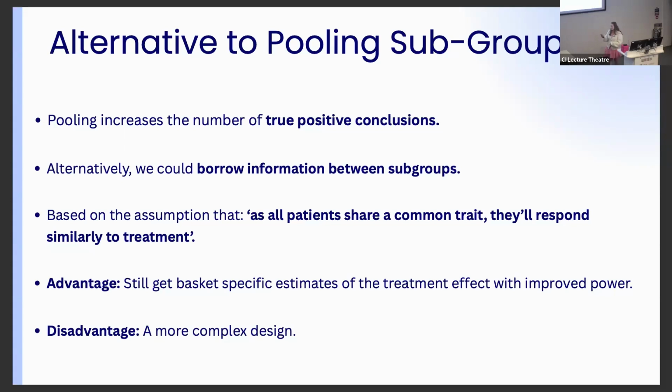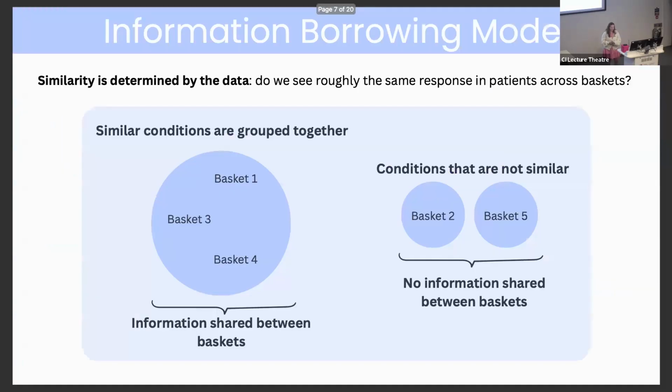So the advantage of this is that we still get the basket-specific estimates, but we can also improve the power. But this is a more complex design, so it's more difficult to communicate to people and a little more complex to implement. Like I said, the model is driven by the similarity in the data, by which we mean how similar the responses are in each of the different baskets in the trial. We group together those similar baskets and share information between them. Those baskets that aren't similar, we just analyze independently.